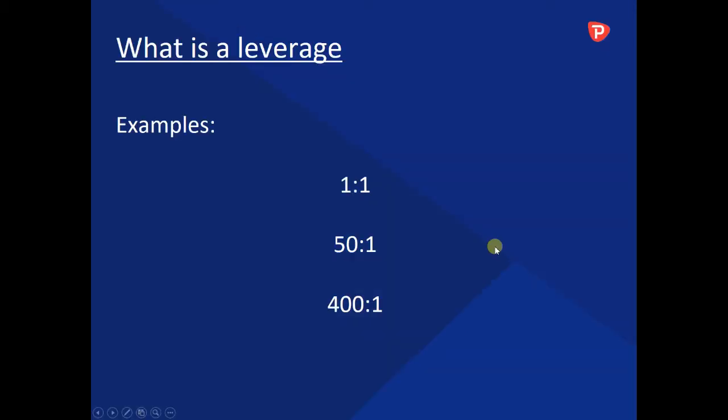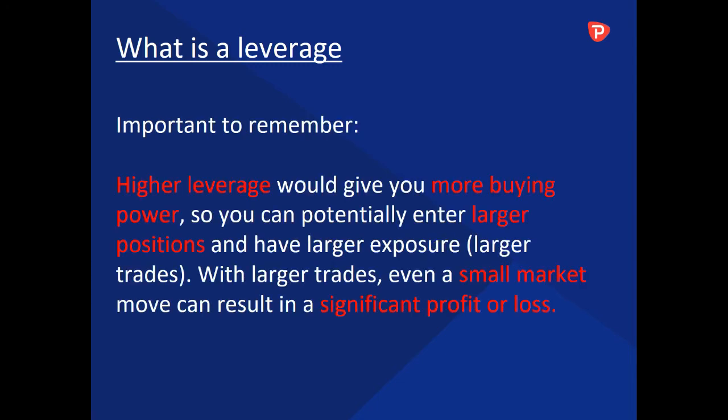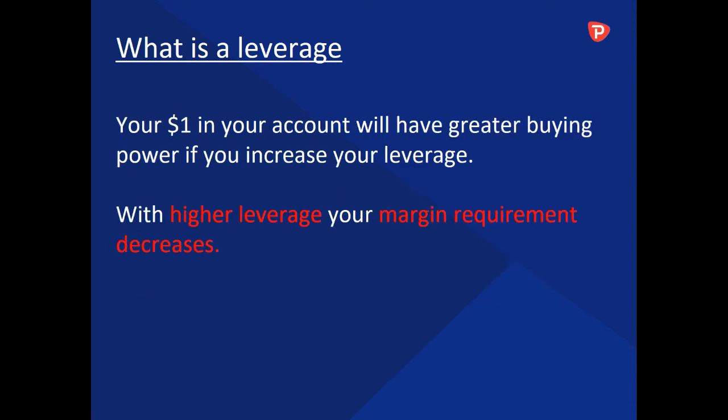These are just a few examples of leverage: 1-to-1, 50-to-1 or 400-to-1. It's important to remember that high leverage would give you more buying power, so you can potentially enter larger positions and have larger exposure. That means larger trades. With larger trades, even a small market move can result in a significant profit or loss. So leverage changes your buying power. Your $1 in your account will have greater buying power if you increase your leverage.